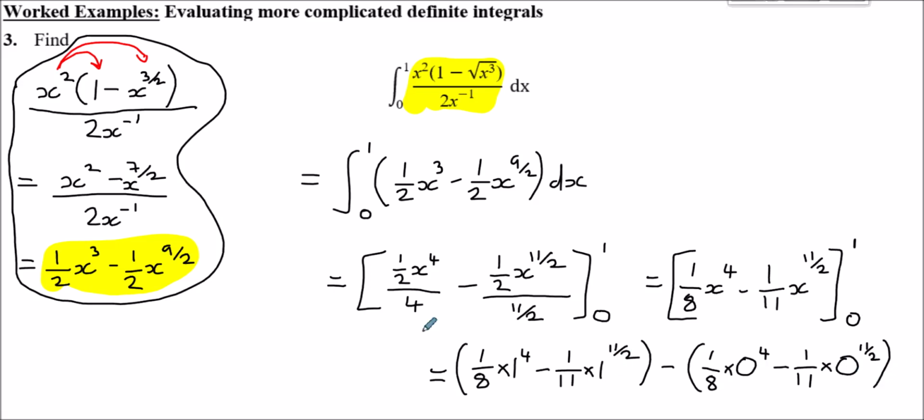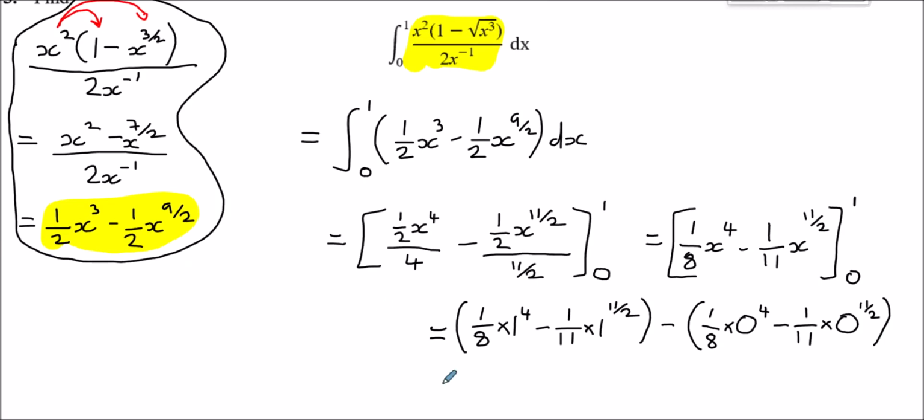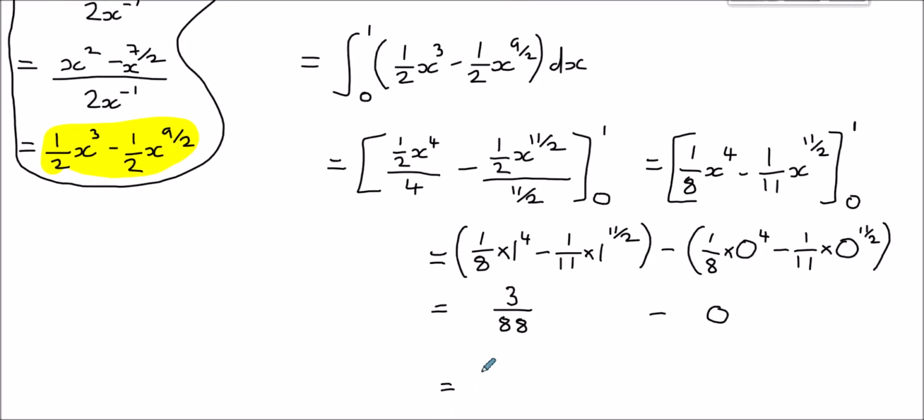Okay, so if you just input this into a calculator if you'd like, 1 to the power 4 is going to be 1. 1/11 times 1 to this power is just going to be 1/11. So 1/8 minus 1/11 is going to be 3/88. Leave it in exact form as well. Don't be rounding to decimal places when you've got these, unless the question states so. This here is going to be minus 0. And so we just have 3/88. And that's the answer to worked example question 3.